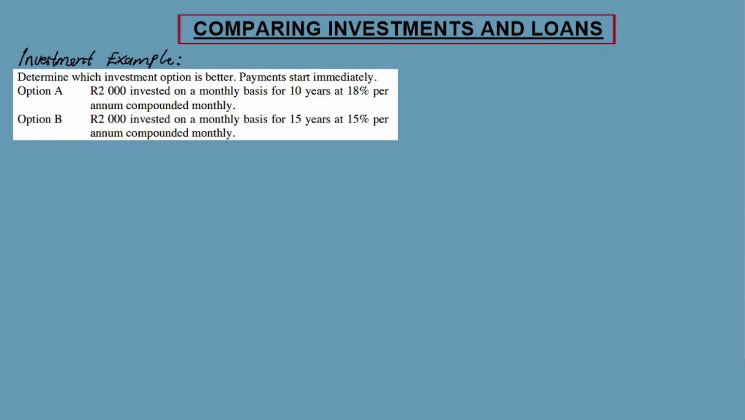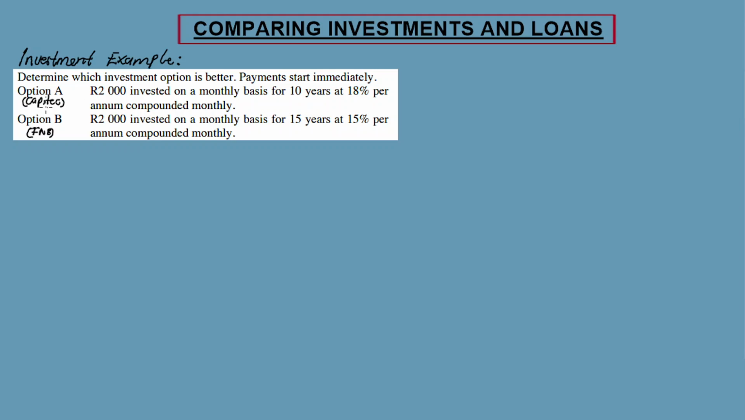So let's start with our investments. Let's say option A, maybe Capitec Bank. I'm not saying so in an exam. FNB or option B, right? In an exam, there's no need for this. I'm just using Capitec and FNB to paint a picture. Option A is at bank number 1, option B at bank number 2. But determine which investment option is better.